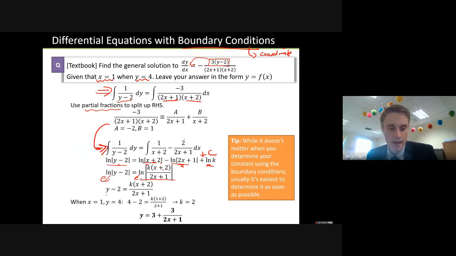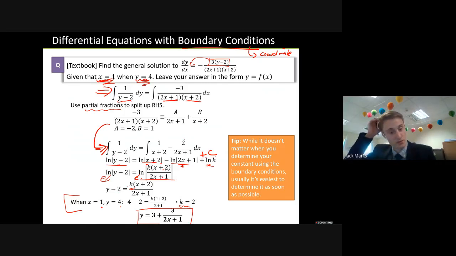And you could add the 2 to the other side. And at this stage, they've decided, well, let's use this information here. So k is the only thing we don't know if we put our x and our y in for a given value. So this will allow you to find k, and it allows you to come up with a complete equation. Okay, so it's not a general solution anymore.